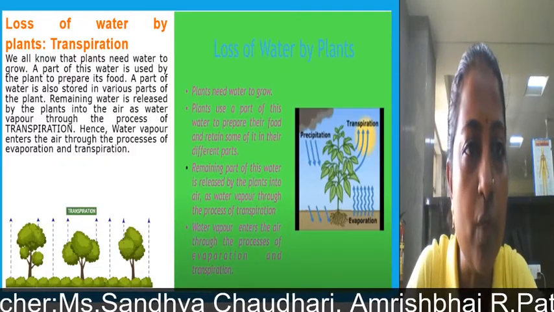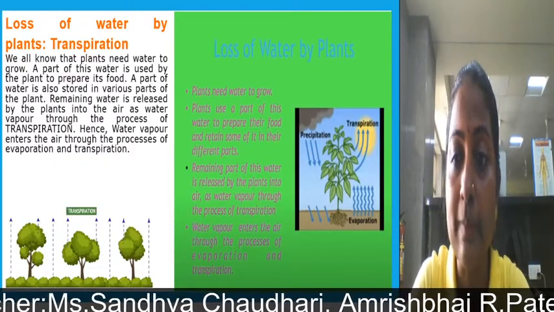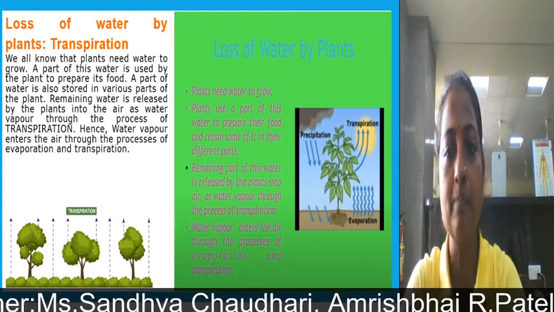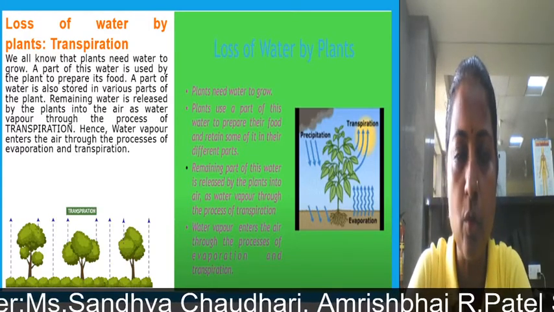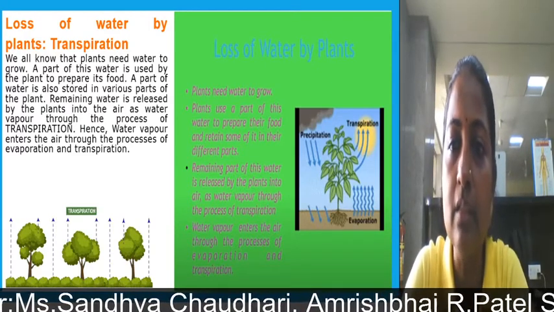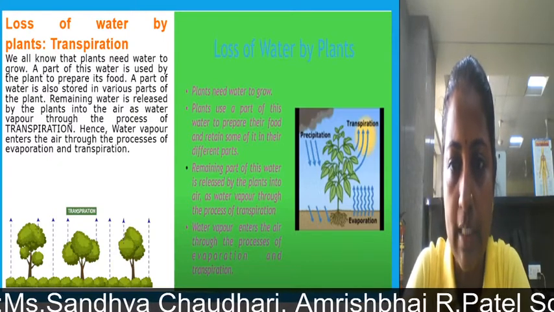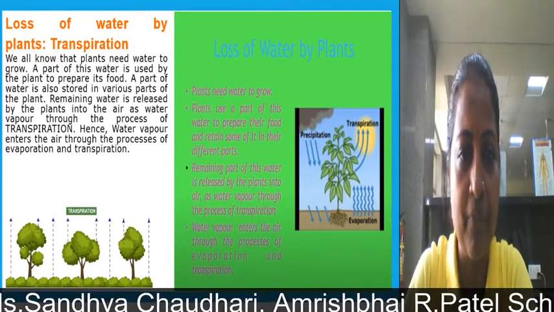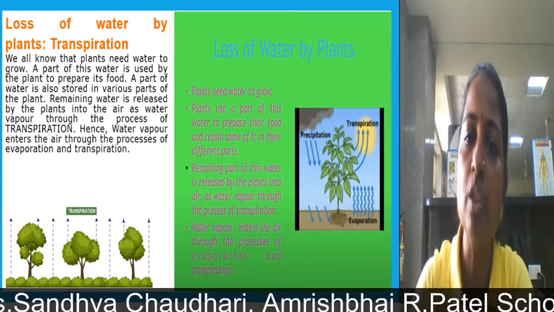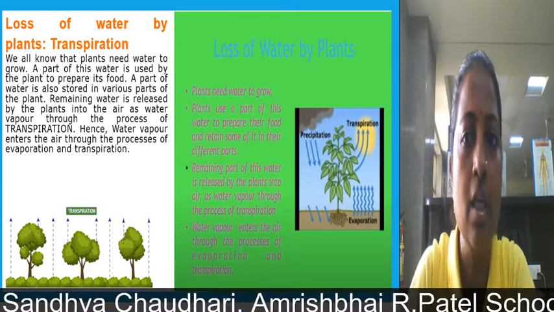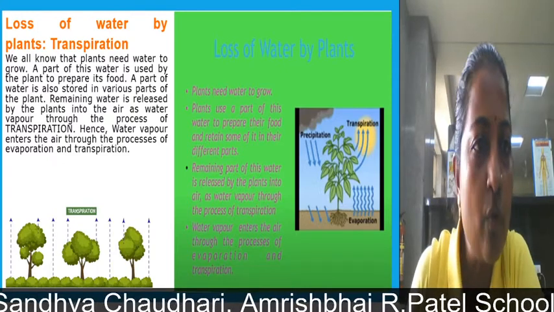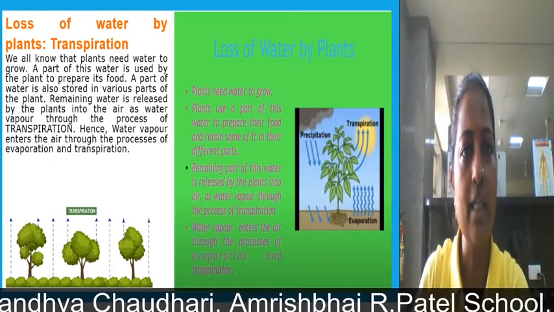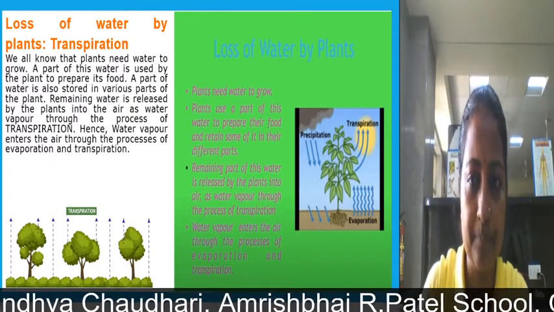Loss of water by plants through the transpiration process. We have seen the evaporation process. By that process, water vapors are getting mixed into the atmosphere. This is also one of the methods by which water vapors are getting mixed into the atmosphere. Now, loss of water by plants, and that process is called transpiration.